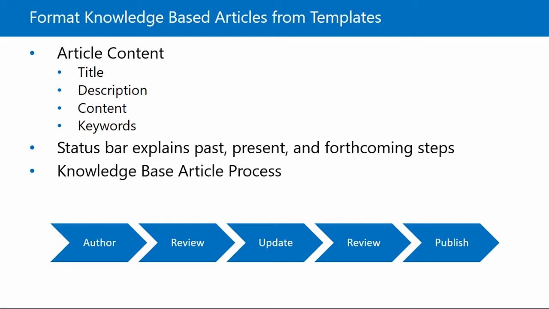Similar to other entities in the service module, such as the case-to-resolution process, there's a process in place for knowledge-based articles as well. On each article, there's a status bar that explains the past, present, and forthcoming steps involved in the knowledge-based article process. These include author, review, update, review after the update, and publish. We'll discuss this process in more detail in an upcoming lesson.